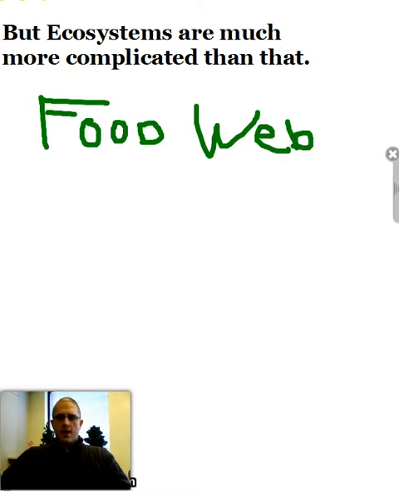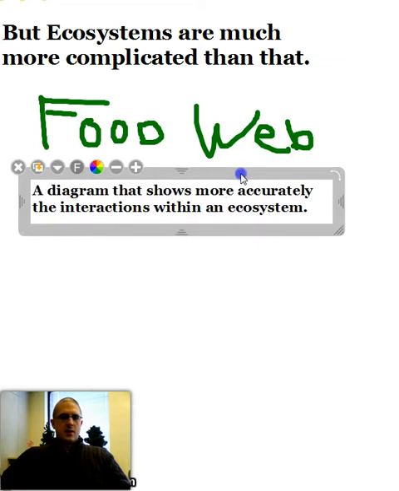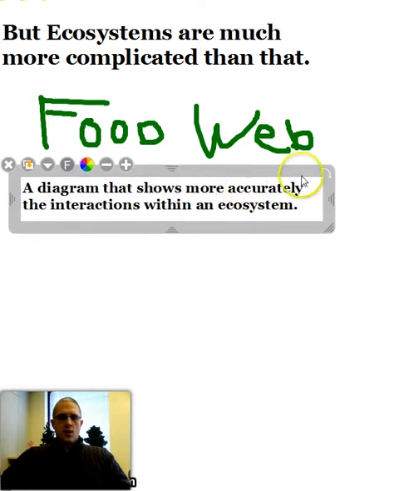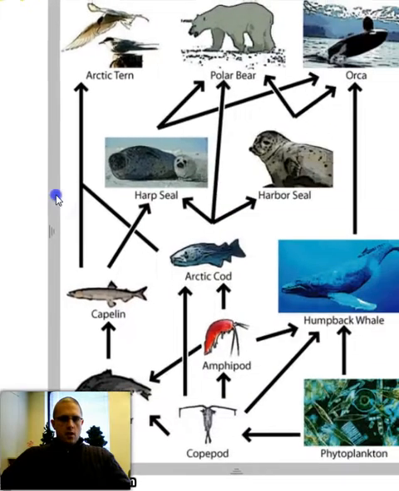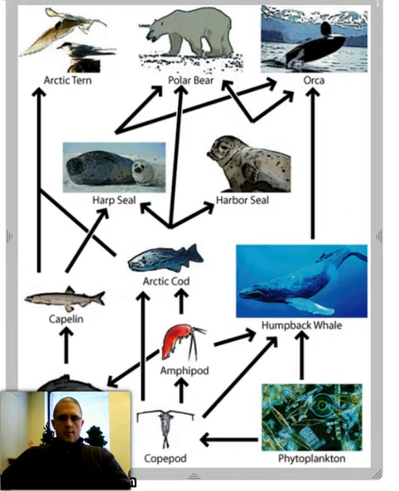Now, if you think of it as a spider web, it has many different pieces. It gets crisscrossed and tangled into a very complicated form. That's what really represents what interactions happen in an ecosystem. These food webs specifically are diagrams that show more accurately the interactions within an ecosystem. So let's go to the next slide and show what an example of a food web might look like.